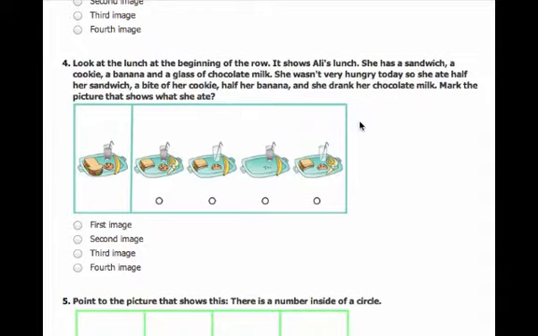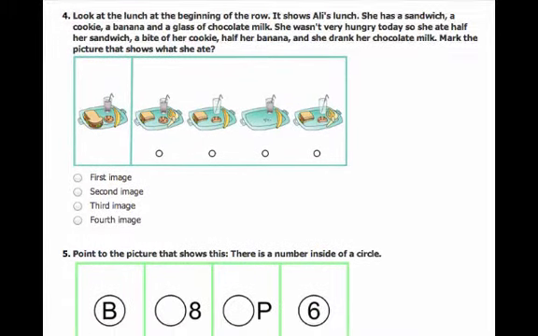She wasn't very hungry today, so she ate half her sandwich, a bite of her cookie, half her banana, and she drank her chocolate milk. Mark the picture that shows what she ate. Now these questions are very difficult for children who have auditory processing difficulties, because they have to listen to it, they have to hear it, and you can't repeat it. So a lot of times they don't catch every single thing, and this is a difficult question for them.